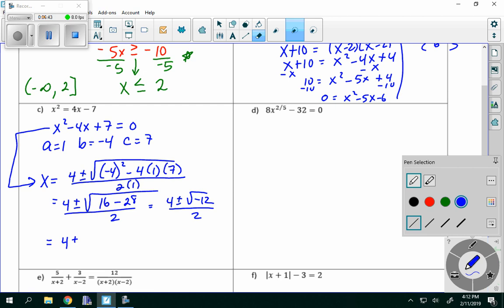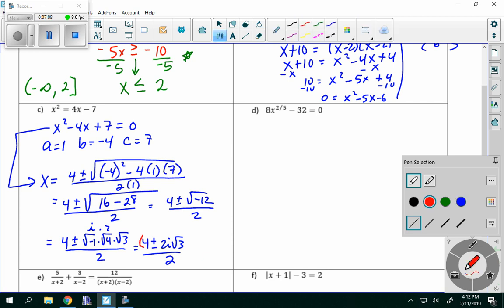So we get 4 plus or minus the square root of negative 1 times the square root of 4 times the square root of 3, all over 2. Now I replace negative 1 with i, and square root of 4 with 2, and that gives me 4 plus or minus 2i times the square root of 3, over 2. Once I divide 2 into each one of these terms on the top, here's the first term: 4 divided by 2 is 2, plus or minus 2i divided by 2. My 2's cancel, and I get i square root of 3. There's my answer for C.